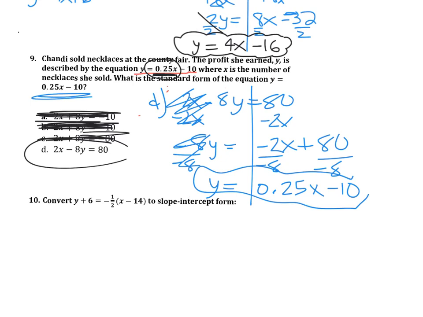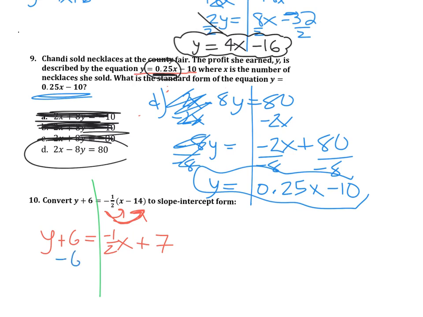Okay, for question 10, I am converting point slope to slope intercept: y equals mx plus b. I have two steps. Step 1, distribute the m. Negative 1/2 times x is negative 1/2 x. Negative 1/2 times negative 14, a negative and a negative is a positive 7. I still have y plus 6 on the left.